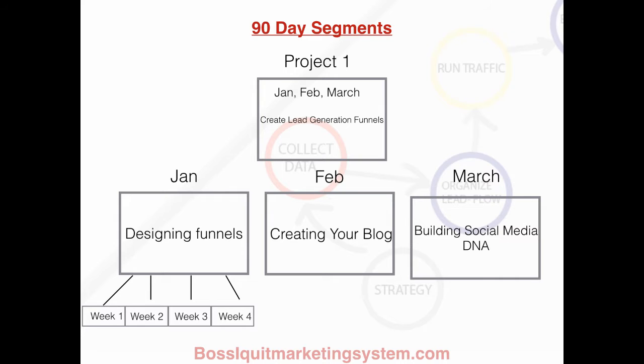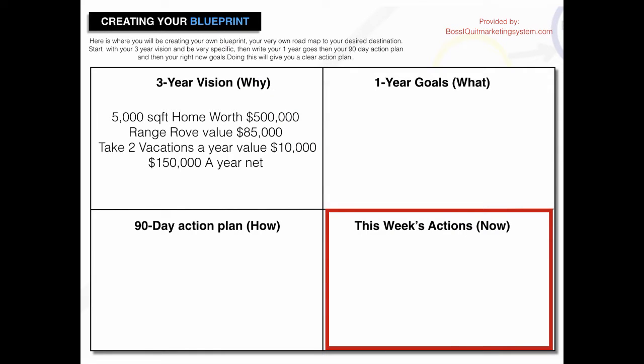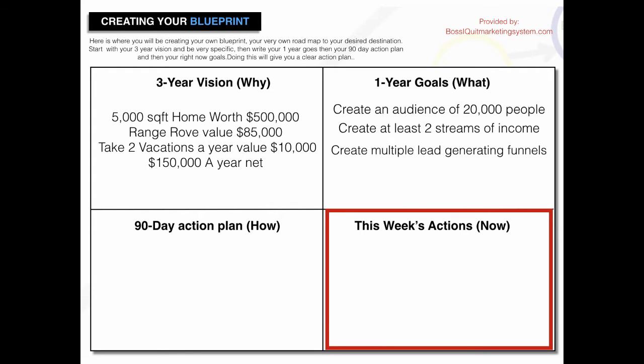So really quick, guys, I just wanted you to see how breaking down your 90-day action plan, and even just pulling everything together works, because like I said, as long as you have your 3-year vision, which is your why, your 1-year goals is what you want to accomplish in 12 months from the day you start. And then your 90-day action plan, how are you going to hit your 1-year goals? And then your this week's action, what you have to do right now, right?